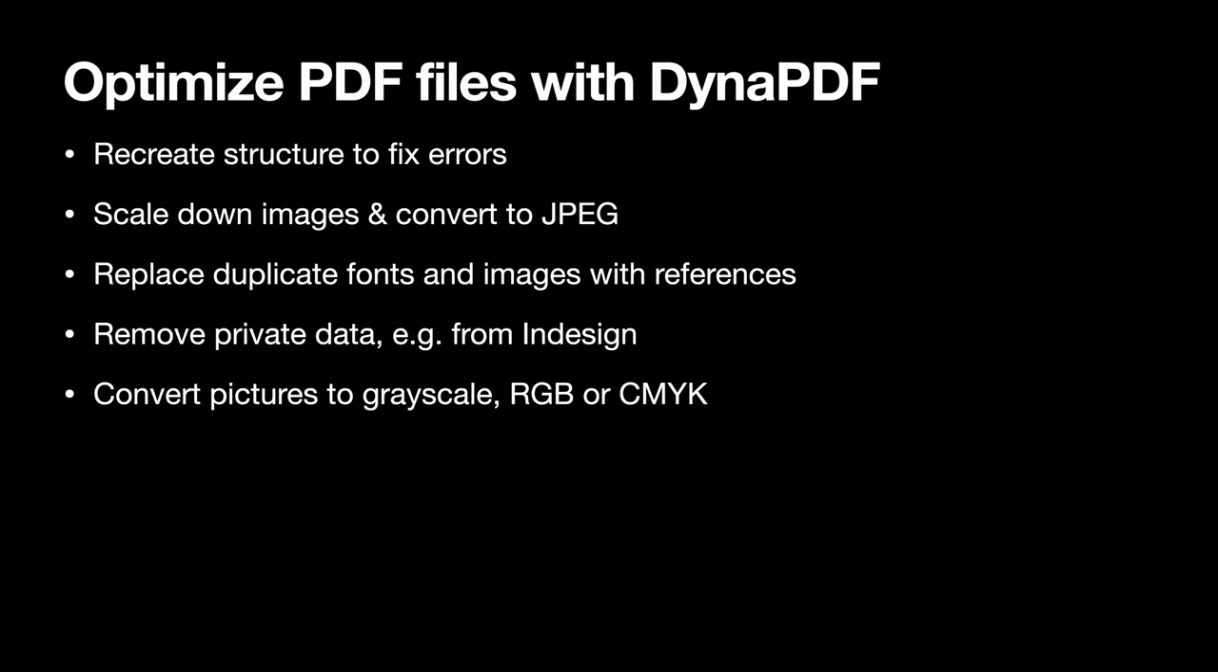We can also remove private data. For example, if you output a PDF with InDesign, you often have additional metadata in the PDF, which is needed for InDesign to edit the PDF document, but you don't need to pass those along to your customers. If needed, we can also convert pictures in the PDF file to a different color space like grayscale, RGB, or CMYK, which may help if you have to pass this PDF to a printer shop and they want you to provide all in CMYK, for example.